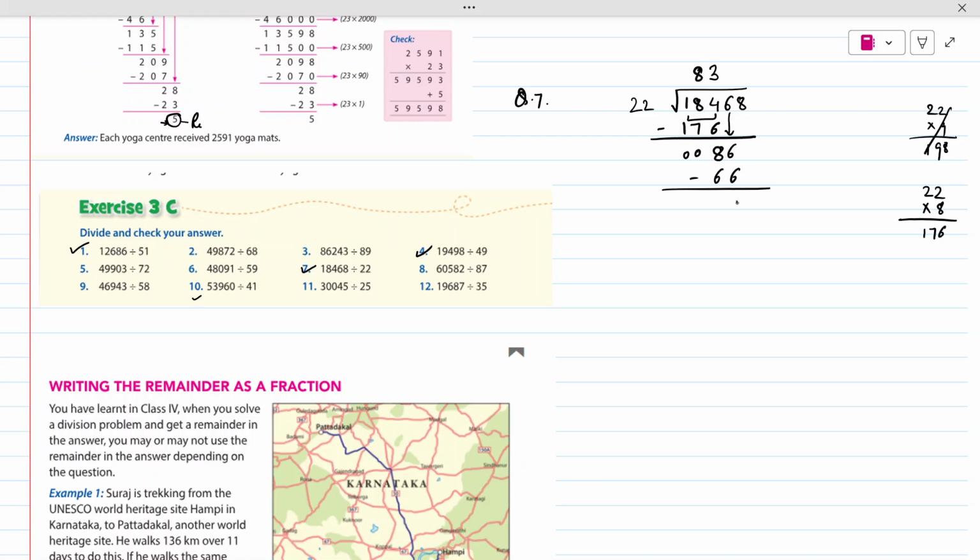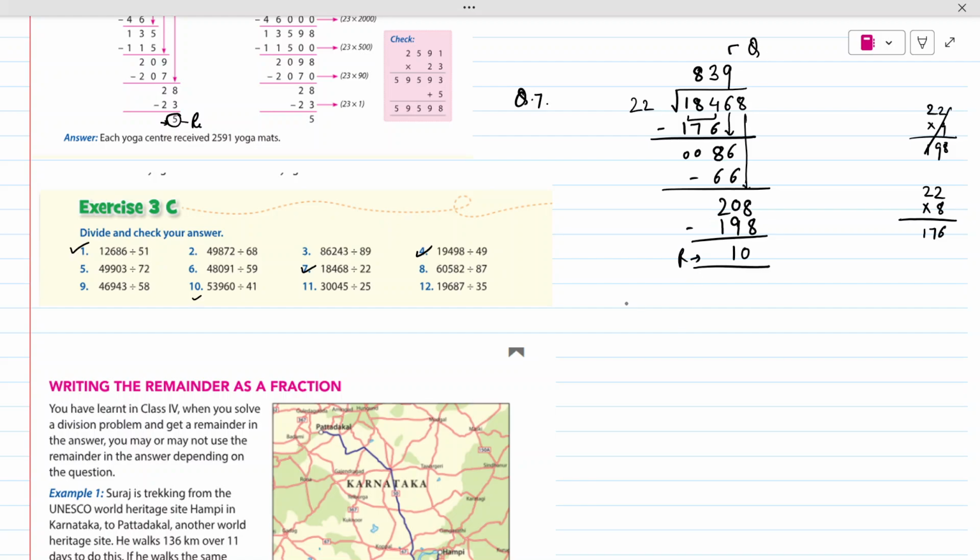Again subtraction, 0, 2, and we have to take this last 8 down. So now we have 208 here. So 22 into 9 we did, it was 198 which is less than this. So we have to take the same number here. We are multiplying 22 with 9 and we are getting 198. So again we are going to subtract and we are getting 10 here. This one is the remainder. So I'm writing this is remainder, this is quotient.